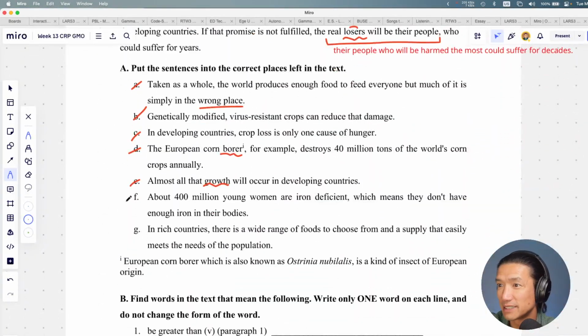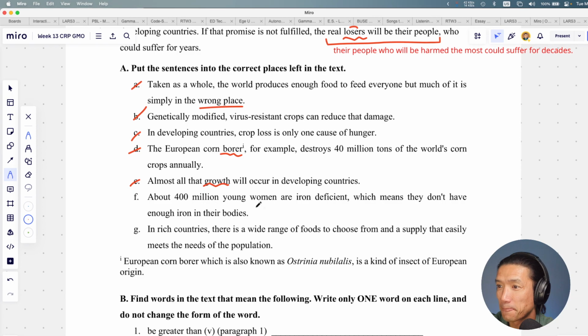F, we're almost done, guys. F, about 400 million young women are iron deficient, which means they don't have enough iron in their bodies, okay? Another word for it is anemic. If you're anemic, then you lack iron. It often happens to women for various reasons. Some of it is diet, some of it is female-related stuff.